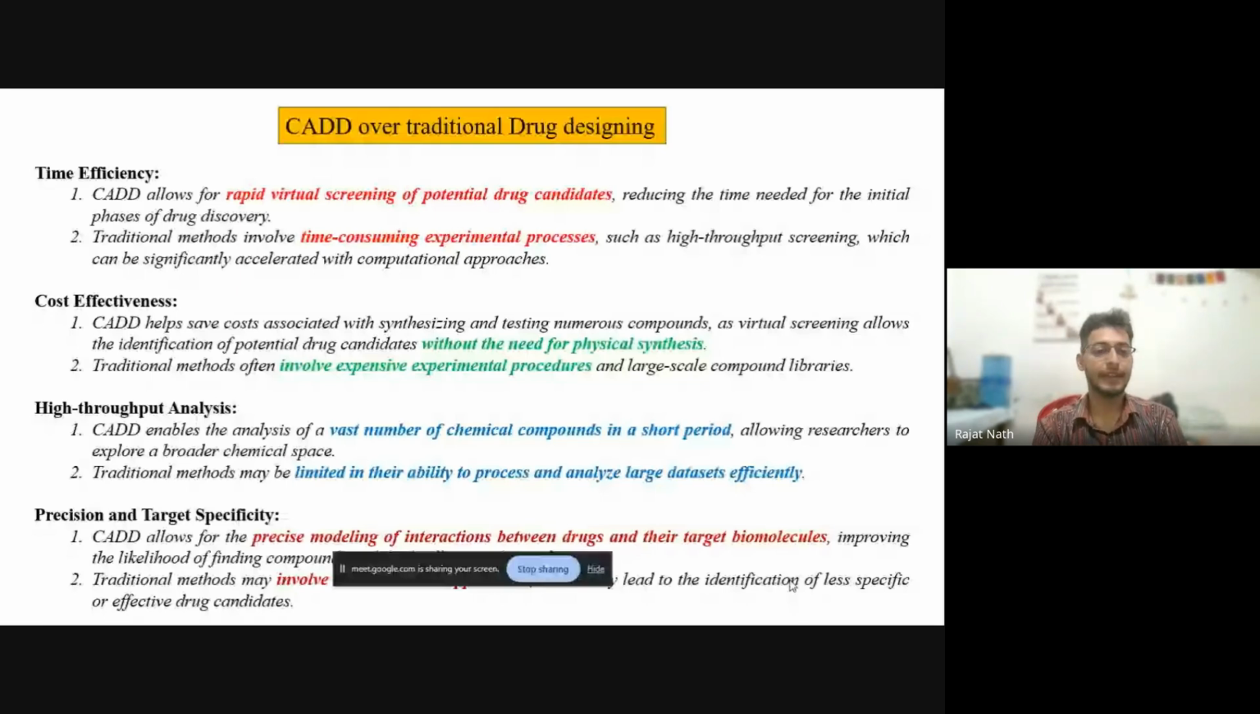High throughput analysis: that means a vast number of compounds we can screen in a short period of time. And precision and target specificity. When we do traditional drug designing, we can only assume that it may work on certain types of diseases, but we can't say which pathways are followed by this group of compounds or the crude extract. But in case of CADD, we can predict the possible pathways by which the compound is working to treat the disease.